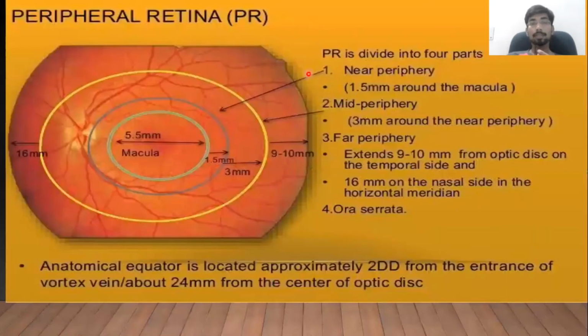Next is peripheral retina. So around macula corresponds to central 5.5 mm and around the macula a circle of 1.5 mm is near periphery. Mid periphery is 3 mm around the near periphery. Far periphery extends 9 to 10 mm from the optic disc on the temporal side and 16 mm on the nasal side in the horizontal meridian and ora serrata.